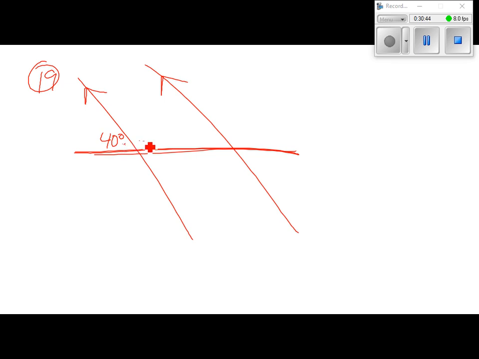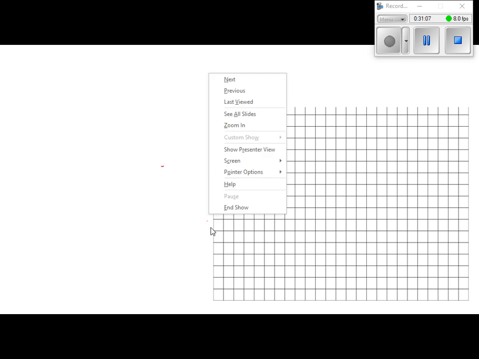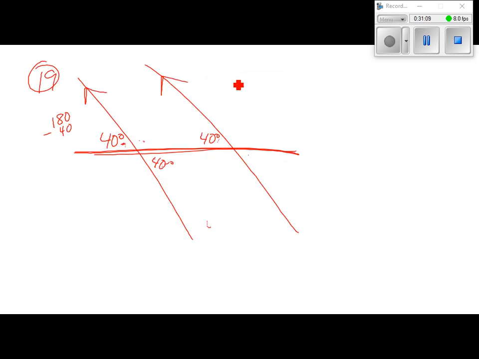These two angles together have to add up to 180. So you can find that, just 180 minus 40. This angle over here is vertical to that, so that has to be 40. This angle and this angle are alternate interior, so that has to be 40. This angle and this angle are corresponding angles, so that has to be 40. And then whatever you get here is going to fill in these other four angles.